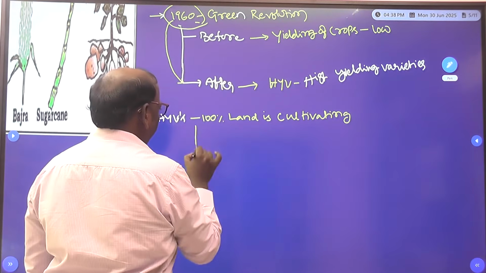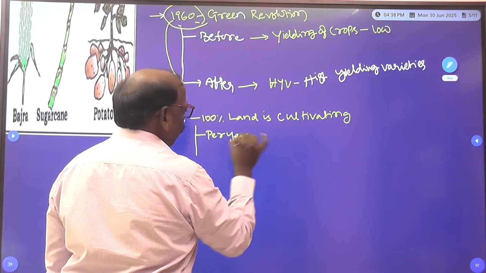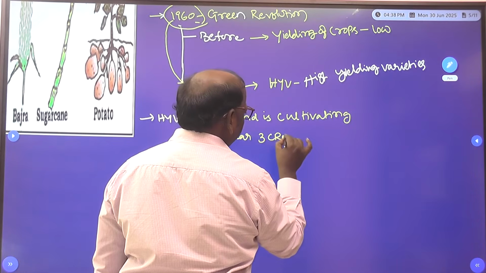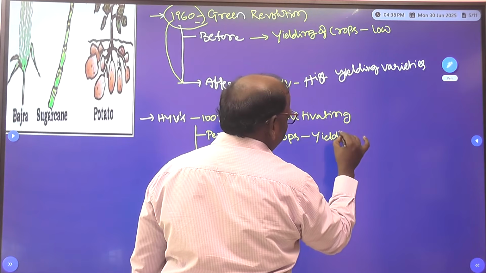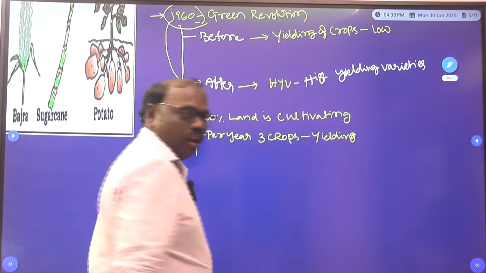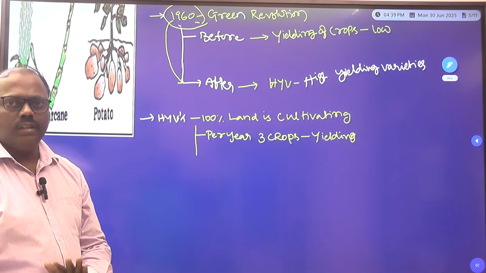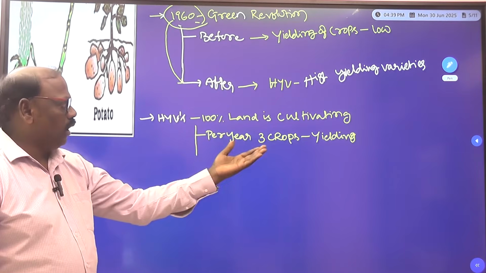So per year there are 3 crops. They are yielding. When the green revolution came into the picture during the 1960s, the high yielding varieties came into the picture.